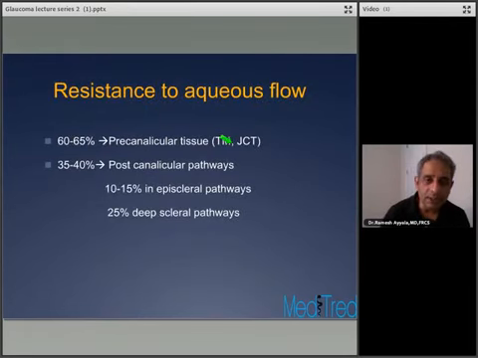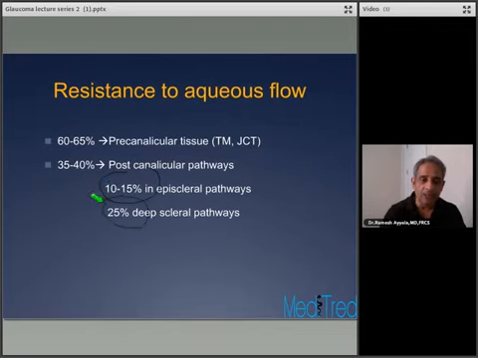The resistance to aqueous outflow is supposed to be about 60 to 65% from the pre-canalicular tissue, that's the TM, trabecular meshwork, and the juxtacanalicular tissue, whereas up to 30 to 40% is supposed to be located in the post-canalicular pathways, 10 to 15% in the episcleral pathway, and another 25% in the deep scleral pathways.